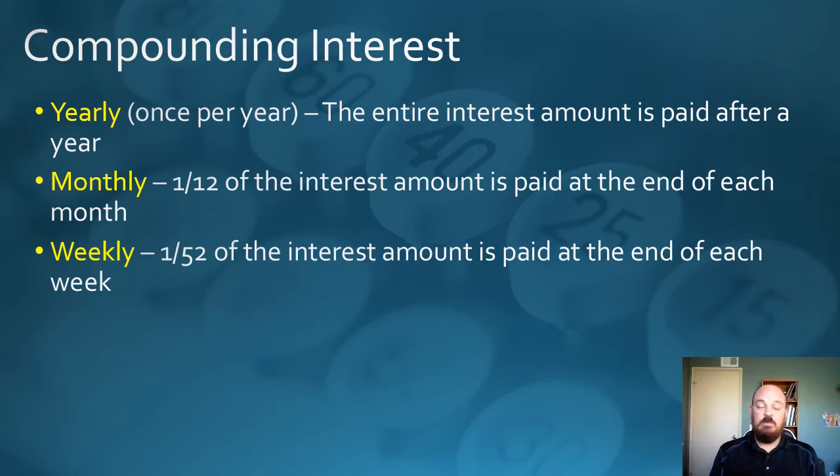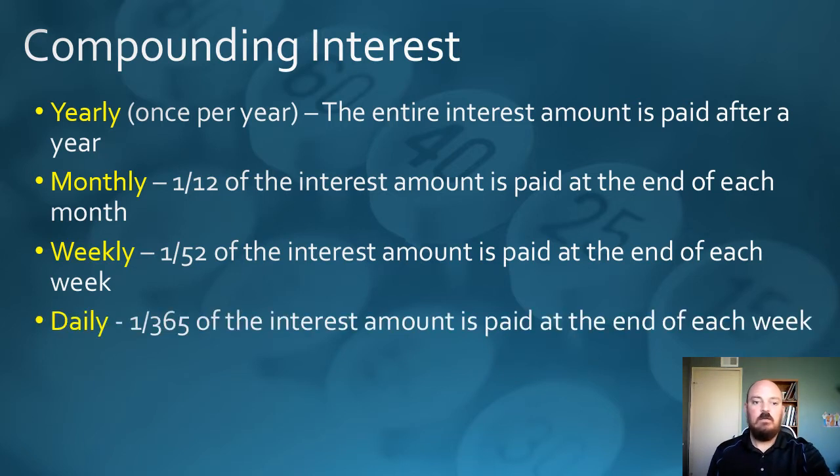Weekly, maybe interest is compounded at the end of every week. There are 52 weeks in a year, so they give you 1/52 of the total amount of interest that you earned at the end of each week. Daily, etc. Daily would be 365. I could say quarterly, maybe once at the end of every 3 months, they pay you 1/4 of your interest.